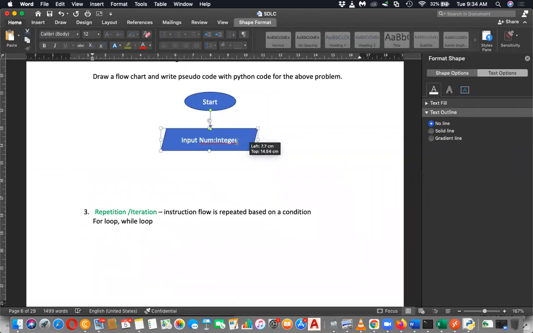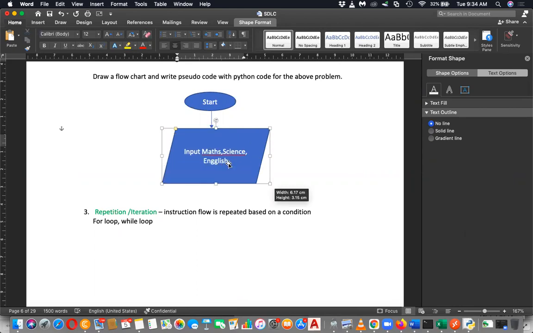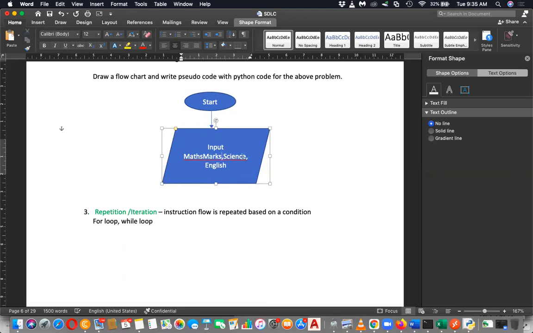Here you can input all together, right? You have to decide what kind of inputs, like maths, science, English. So all are input marks. You can say input maths marks, science marks, and English marks. So you can say input M S E.